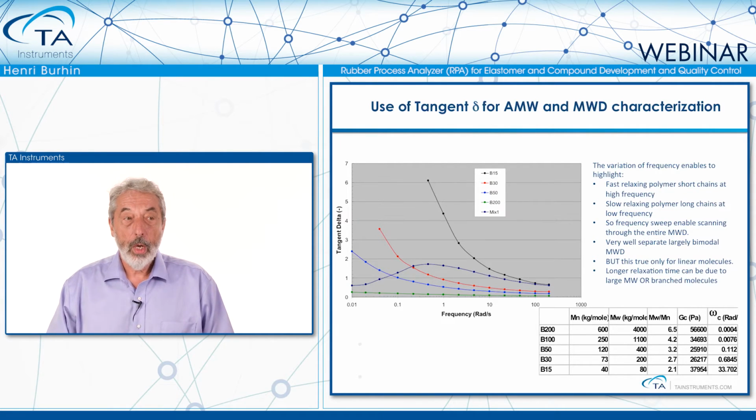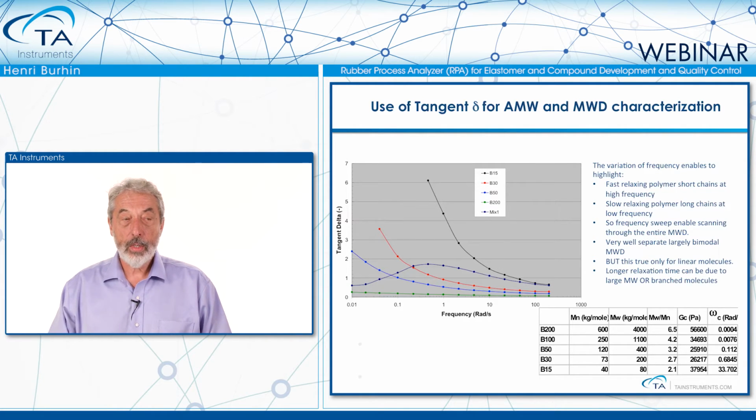So to further test this tangent delta, an artificial mix has been made out of 95% of the lowest molecular weight polymer and 5% of the highest molecular weight polymer. And this is the bumpy curve we can see.